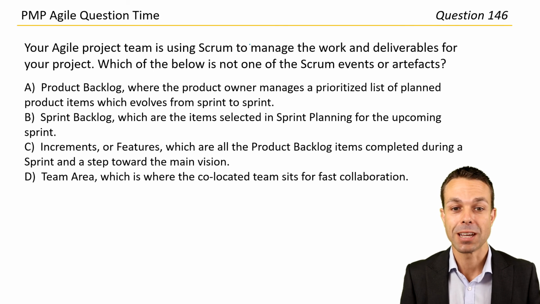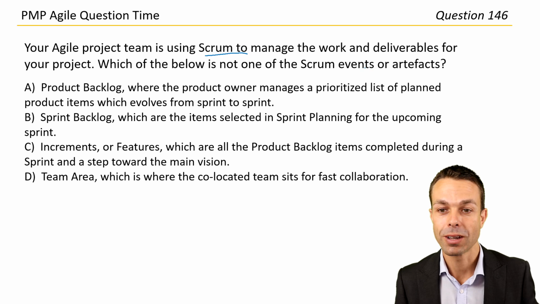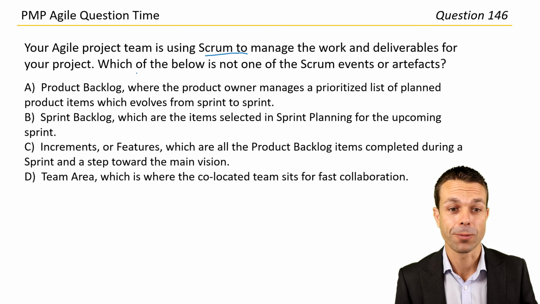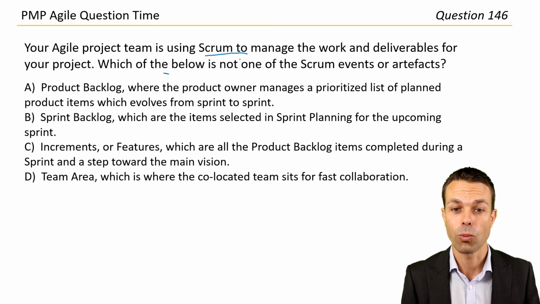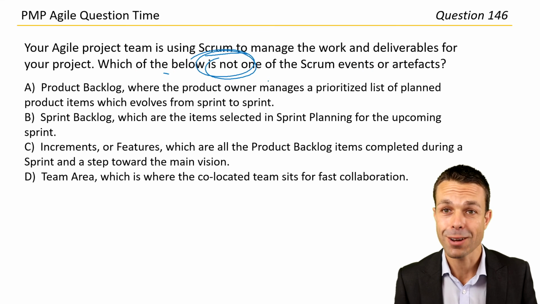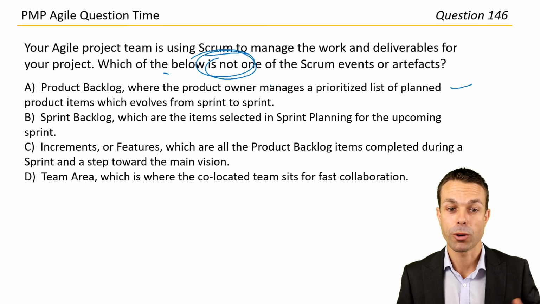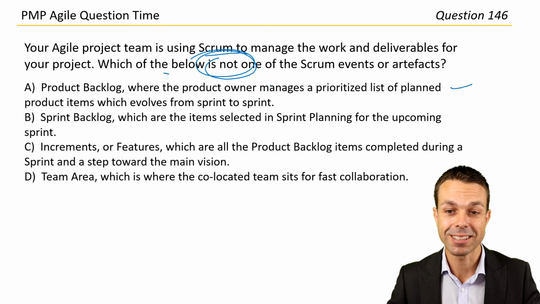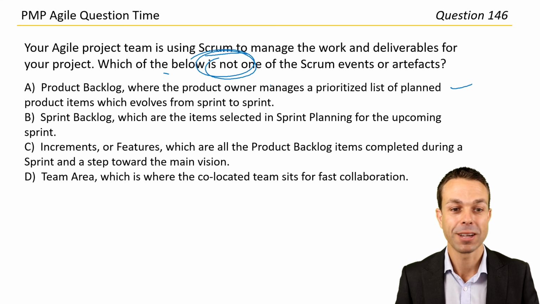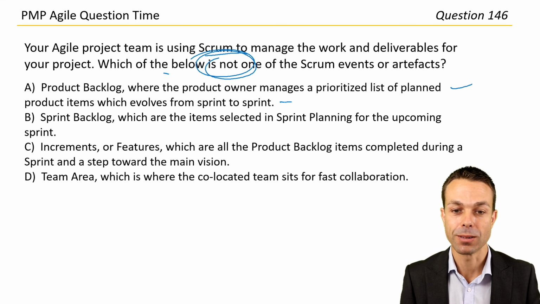Your Agile project team is using Scrum to manage the work and deliverables for your project. Which of the below is not one of the Scrum events or artifacts? Okay, let's see. The product backlog, yes, that definitely is. And that's where the product owner manages a prioritized list of planned product items which evolves from sprint to sprint, because the priority might change just depending on what we know.